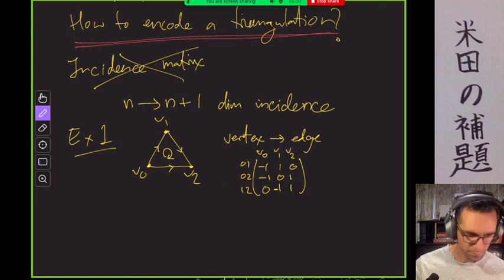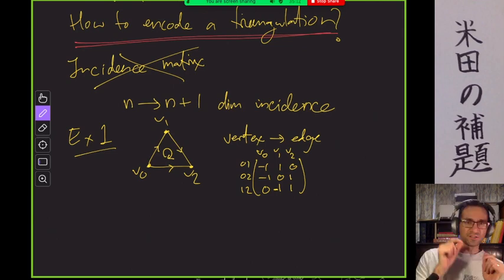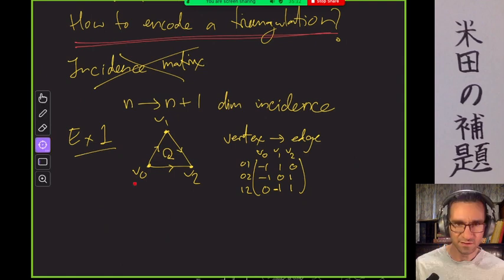Okay, so what's happening here? I've got a 1 in a position if the edge is pointing to the vertex, and I've got a minus 1 if the edge is pointing out of that vertex. All right, so vertex V0: my edge 0 1 is pointing out of V0. Edge 0 2 is pointing out. Now vertex 1: edge 0 1 is pointing into vertex 1, and then edge 1 2 is pointing out of vertex 1. All right, so that's the rough idea.